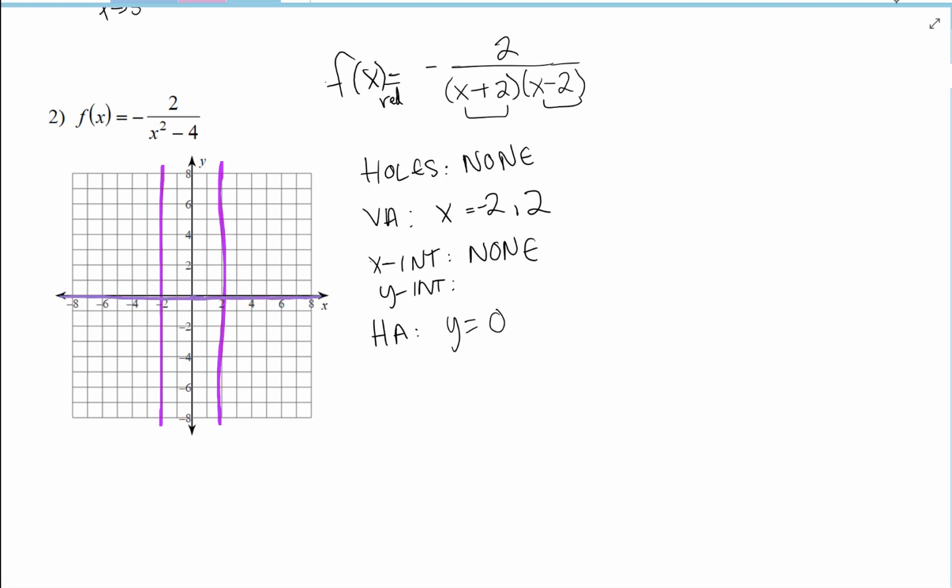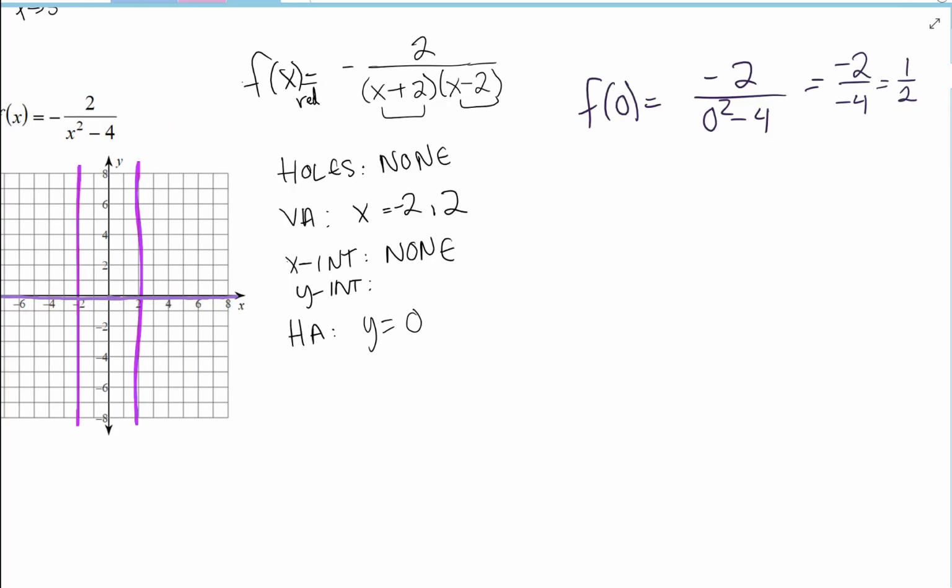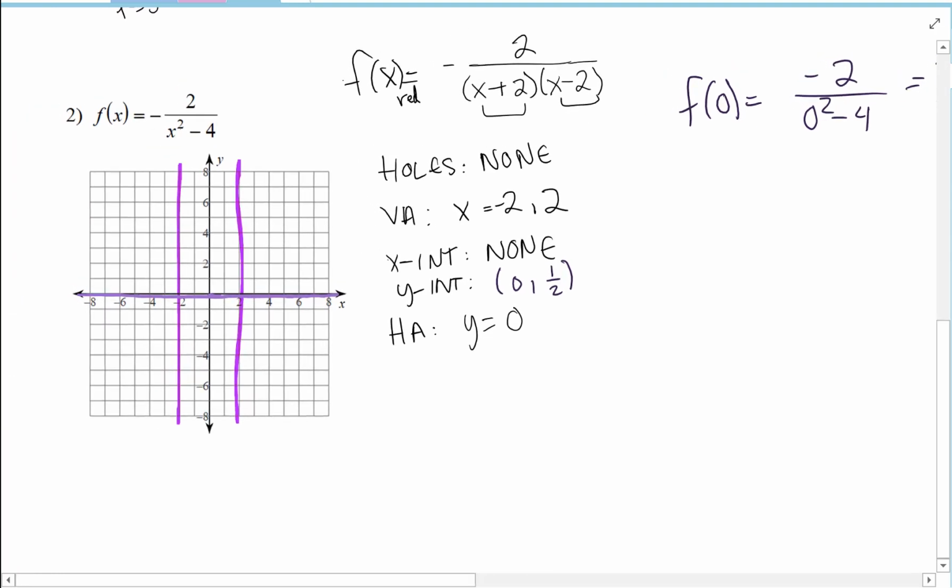Probably still have a y-intercept, so let's plug in 0 to get our y-intercept. In this case, I think it might be easier to plug into the original instead of the reduced. Plugging in 0 gave me 1/2. So it looks like our y-intercept is (0, 1/2). Remember, intercepts are always written as a point.